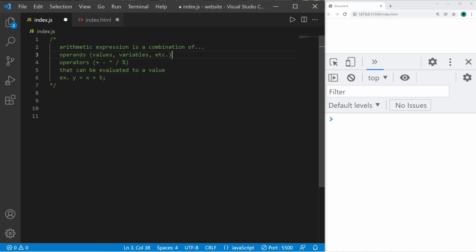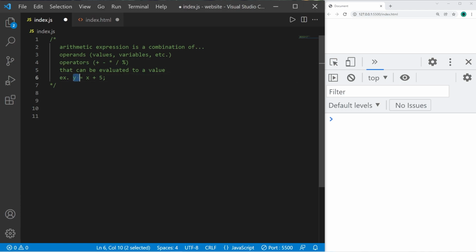An arithmetic expression is a combination of operands and operators. Operands are values, variables, etc. Operators are, well, the addition sign, subtraction, multiplication, division, and modulus, which we'll talk about a little bit later. An arithmetic expression can be evaluated to a value.